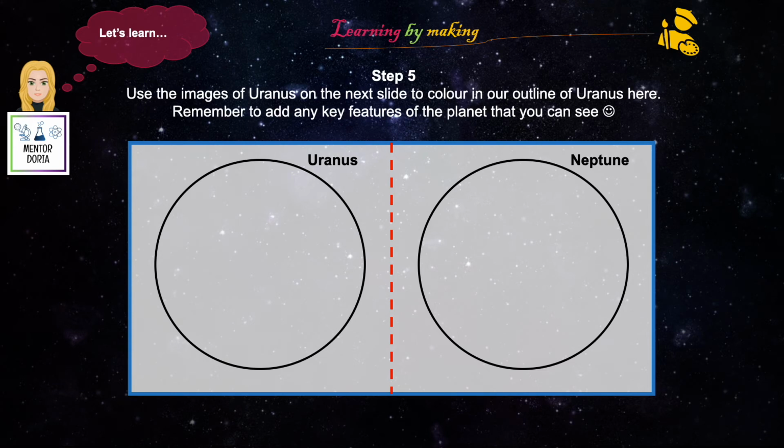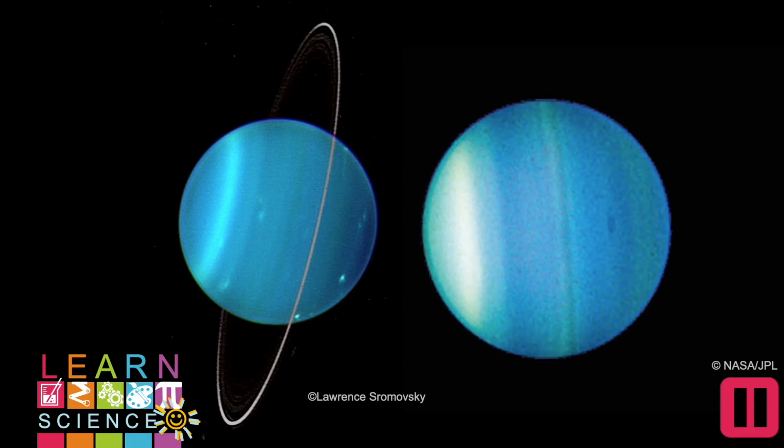Use the images of Uranus on the next slide to add colour to your outline of Uranus here. Remember to add key features of the planet that you can see onto your outline. Here we have 2 images of the planet Uranus. Use them as a guide to add colour and detail to your outline. Feel free to pause the video now so you have time to have a go at this.